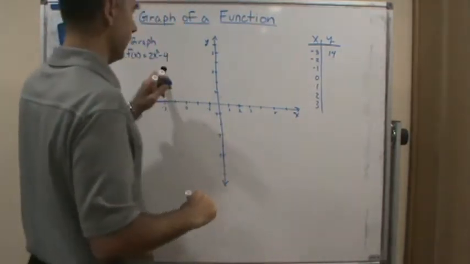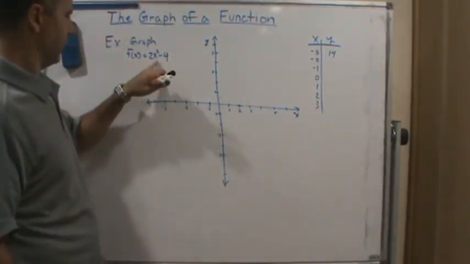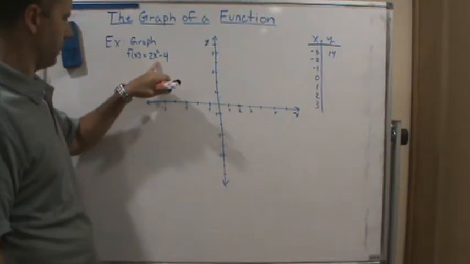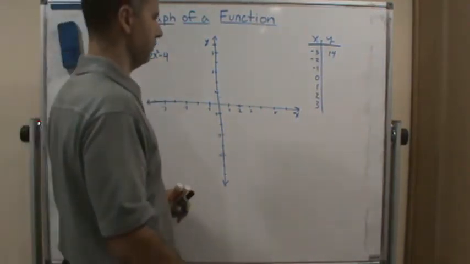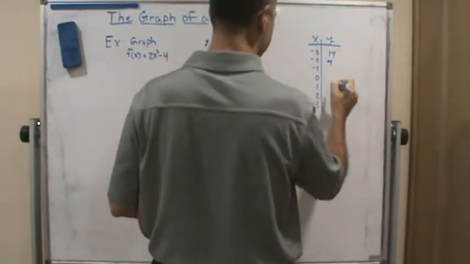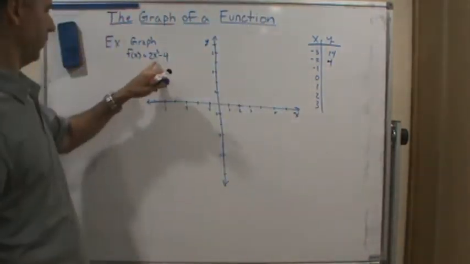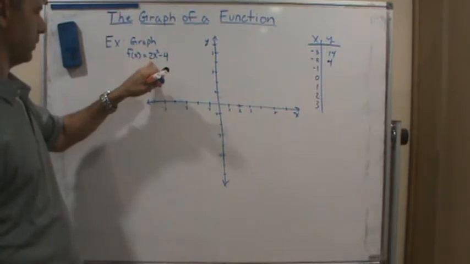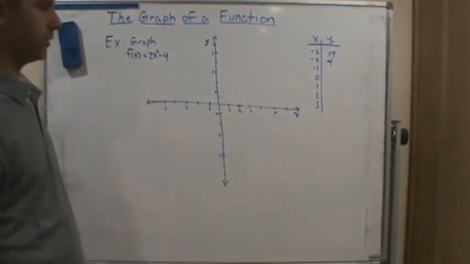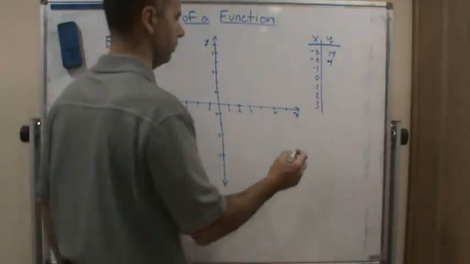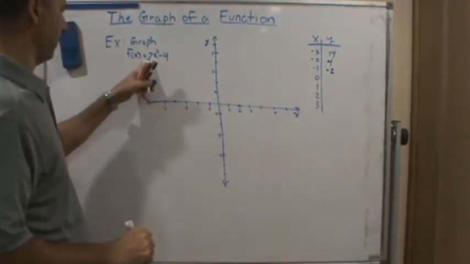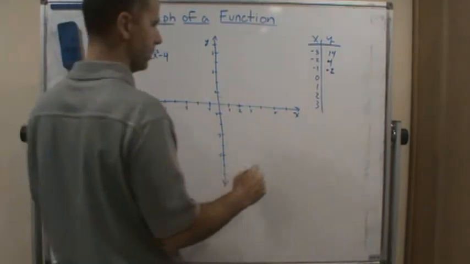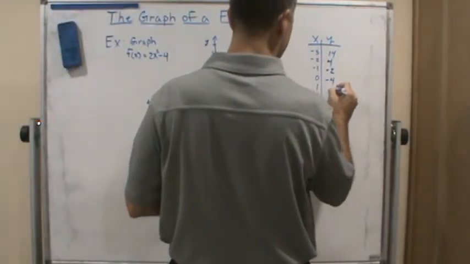So now let's take a -2. So -2 goes in here, so (-2) squared is 4, times 2 is 8, minus 4 is 4. You stick in a -1, (-1) squared is 1, times 2 is 2, minus 4 is -2. And of course 0 is going to give us 0 minus 4, which is -4.